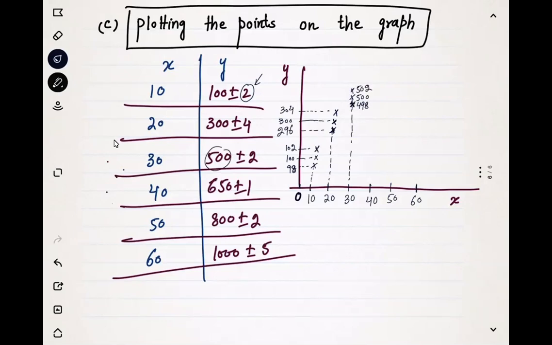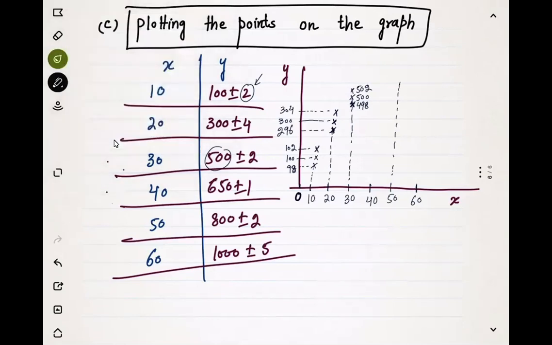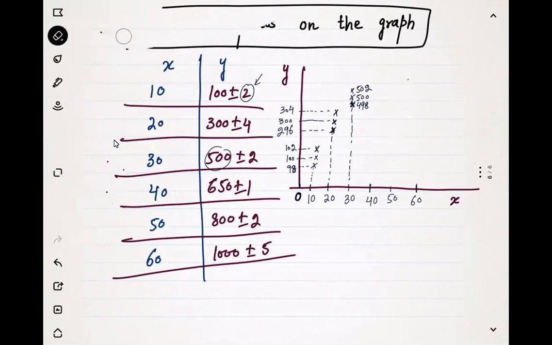At 40, you also have 3 points. At 40, the 3 points are 650, 649, and 651. So it is 651, 650, and 649. Oh, I missed 1 point.